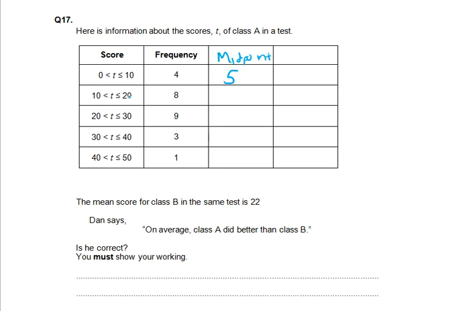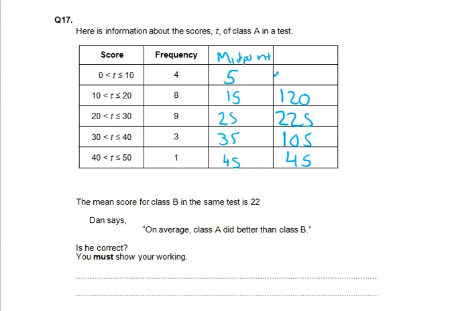So between 10 and 20 is 15, 20 and 30 is 25, 30 and 40 is 35, 40 and 50 is 45. What we now need to do is say, well, if one person got 45, then that means that the sum of the score is 45. 3 times 35 gives me 105. 9 times 25 gives me 225. 8 times 15 gives me 120. 4 times 5 gives me 20.